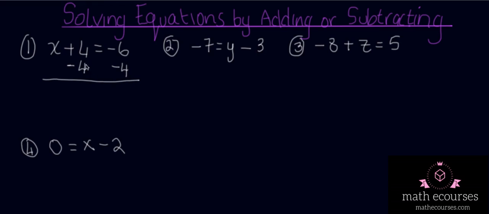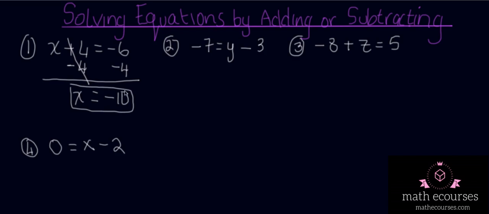So now 4 minus 4 is 0. That's what you want, or in other words, they'll cancel out. Bring down this x, bring down your equal sign, and then I have negative 6 minus 4, that would be a negative 10. So x is negative 10.